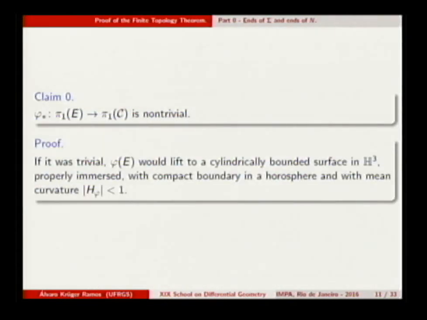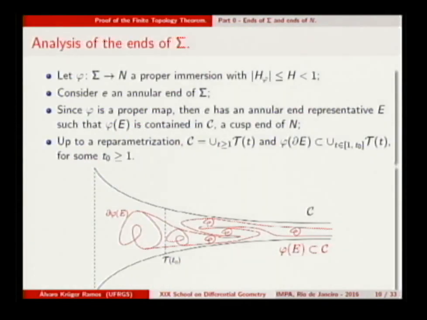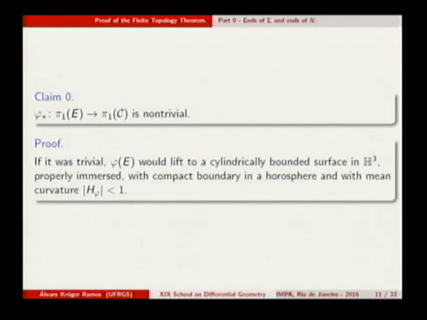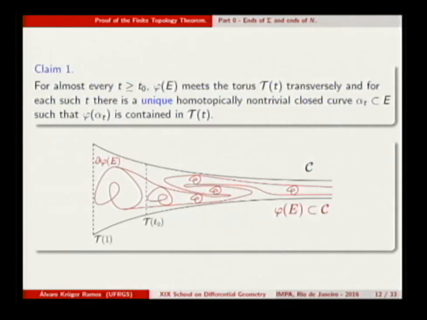The first claim is that this immersion here is topologically non-trivial. To answer this is quite simple. If it was trivial, you could lift this isometrically to a cylindrically bounded surface in H3, which means it stays at a finite distance of a geodesic, and it will be properly immersed with compact boundary in a horosphere and mean curvature less than 1. And you could just take Delaunay surfaces, which will converge to a chain of spheres, and find a first contact point, which contradicts the maximum principle. So we know that this end does not lift to H3.